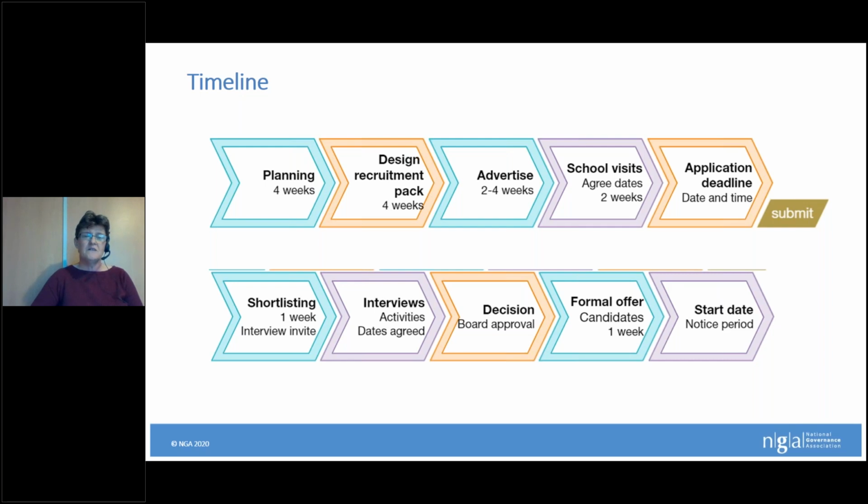A professionally designed, engaging recruitment pack that's really going to encourage applicants to apply will take time to design and produce. So again, 4 weeks for that. And then we're back where we started in terms of the board's deliberations, planning, considerations, and whether that's using an external facilitator or not.